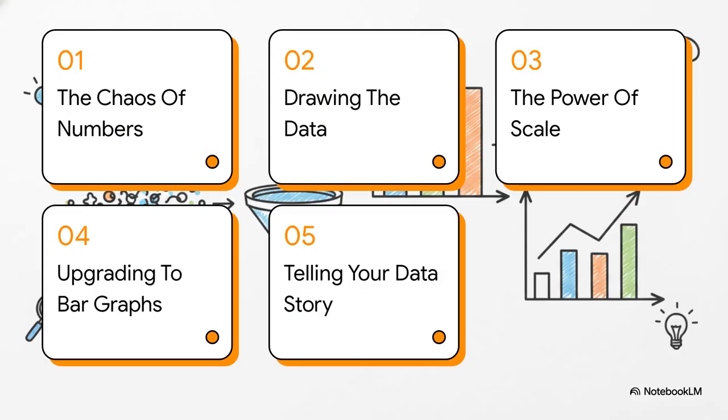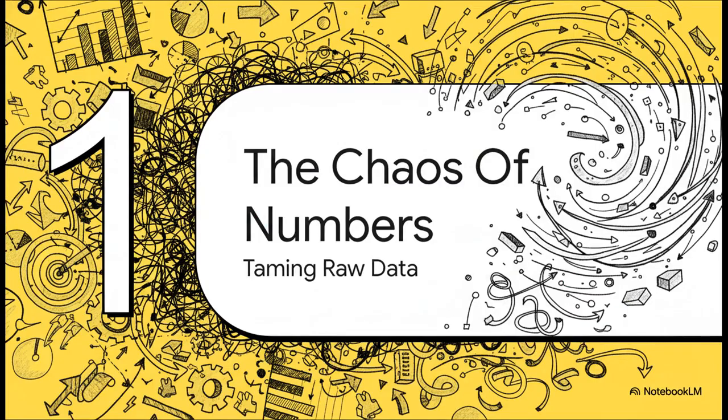Here's our quick roadmap for today. We're going to cover 1, the chaos of numbers, 2, drawing the data, 3, the power of scale, 4, upgrading to bar graphs, and finally 5, telling your data story. Let's get to it. Section 1, the chaos of numbers, taming raw data.